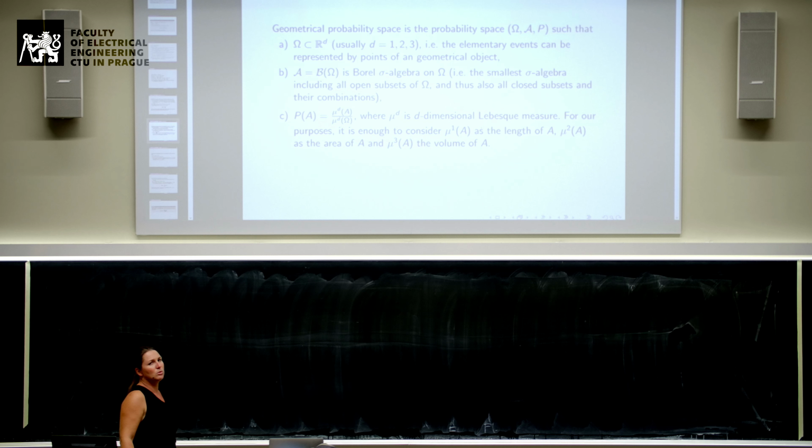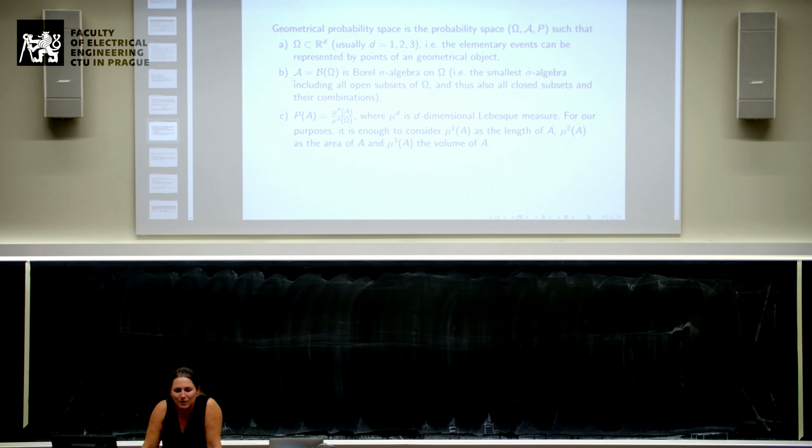So in this case, we must consider something else. Instead of the numbers, we will consider some geometrical characteristics, and the geometrical characteristics depend, of course, on the dimension in which we are. So in general, the set of elementary events is given as a subset of R^d. And usually, because when we draw a picture, it is very difficult to draw a 4-dimensional or 5-dimensional picture, it is useful to work in dimensions not so high, let's say in dimensions 1, 2, or at most 3.